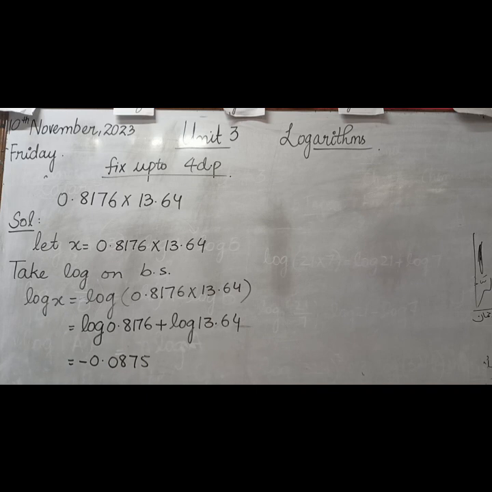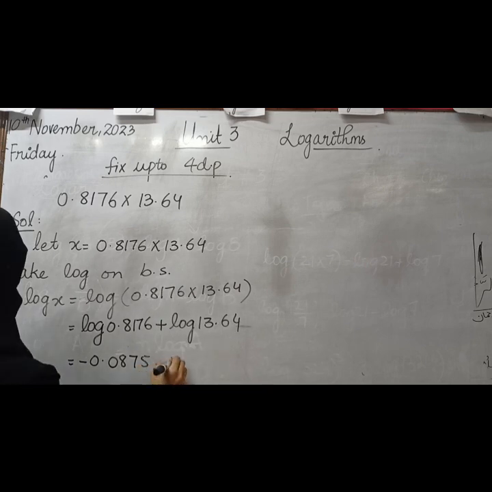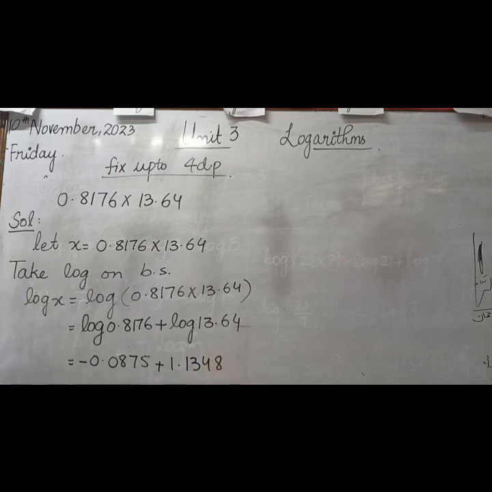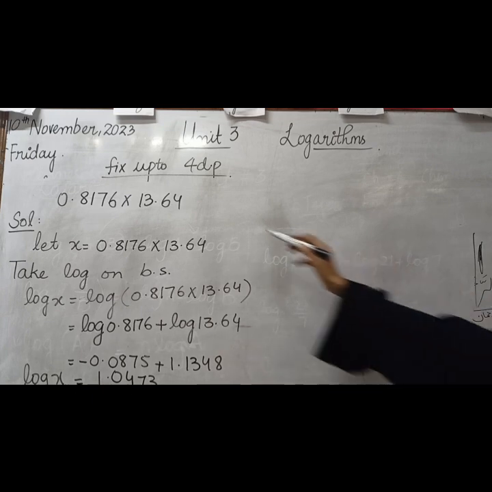Again, you have to find out the value of log 13.64 by using the calculator, which is 1.1348. And in the next step, you will solve these values: minus 0.0875 plus 1.1348, and the answer is 1.0473. But this is not the answer. This is the value of log x. But we have to find out the value of x because this expression is equal to x.